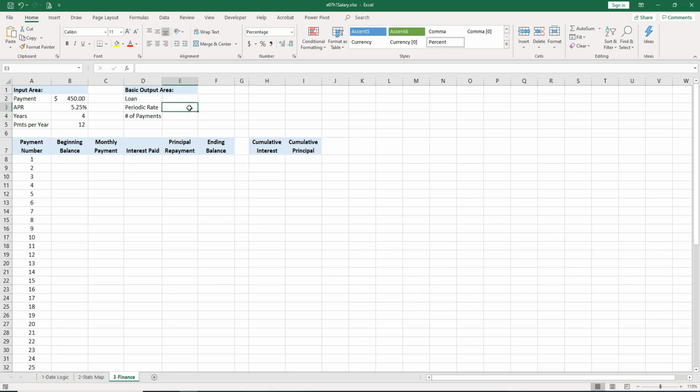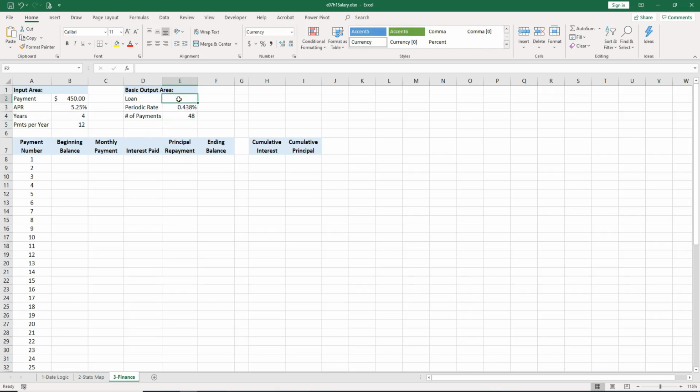So let's go ahead and figure out the periodic rate. The periodic rate would be monthly rate. We have annual, so we click on this and we divide by how many payments per year. Okay, so per month it will be divided by 12. What about number of payments? The number of payments should be number of years, 4, times how many months we have in a year.